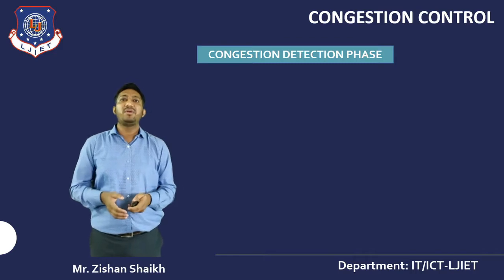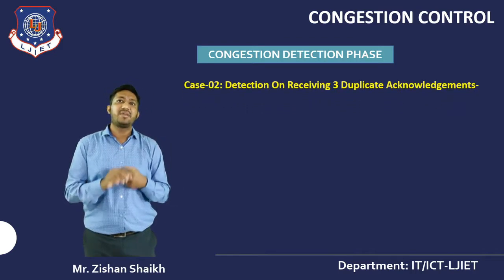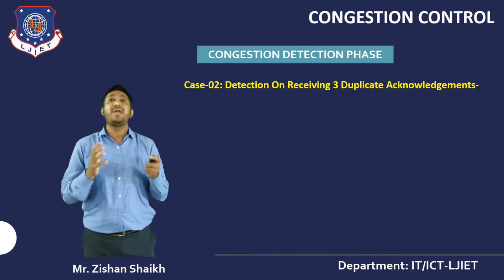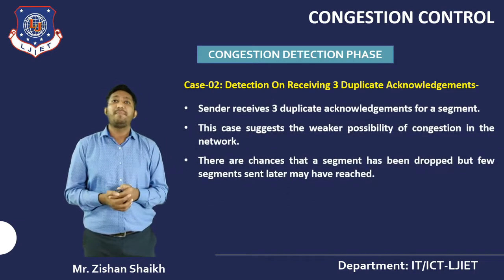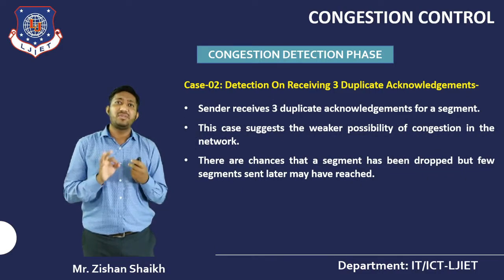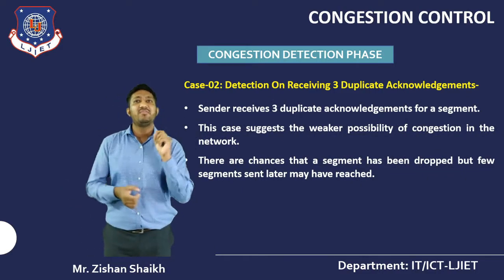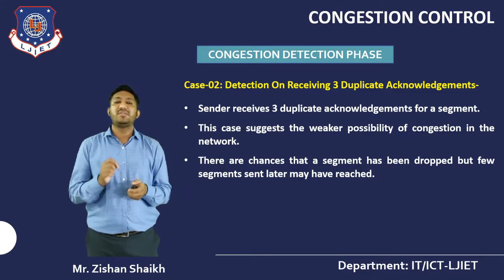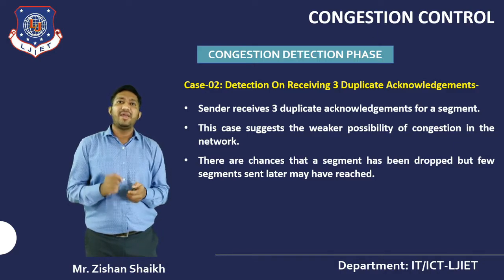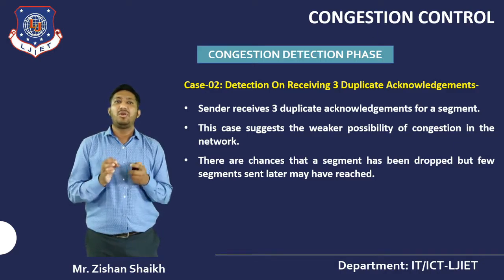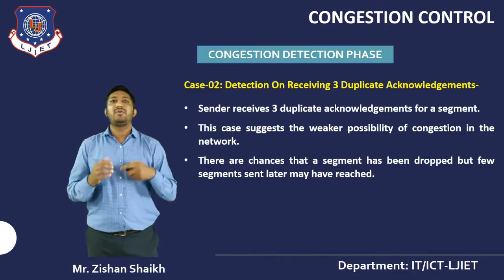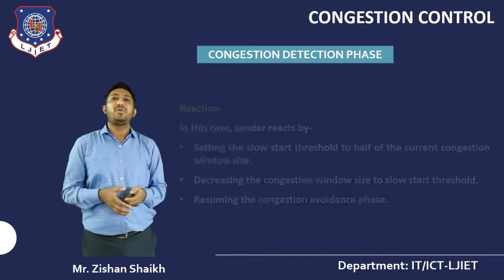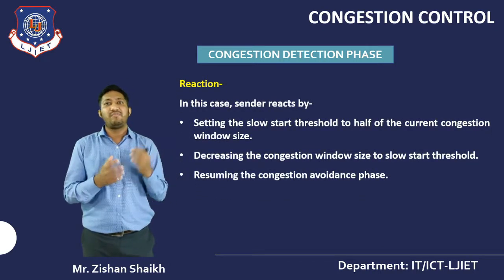Now we are moving to the second step, that is detection on receiving duplicate acknowledgements. So what happens here? If the sender receives 3 duplicate acknowledgements for one segment, this can suggest a weaker possibility of congestion in the network. There are chances that the segment has been dropped, but a few segments sent later did reach the receiver.